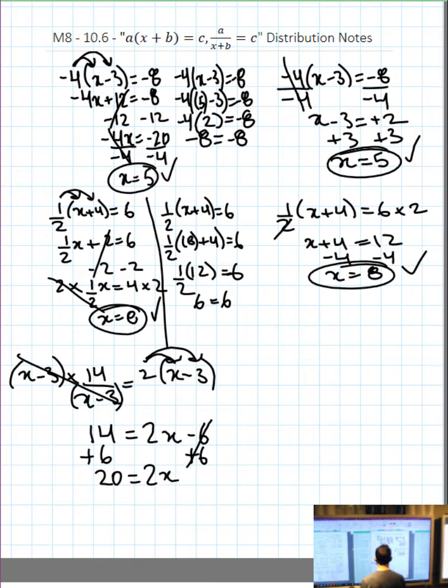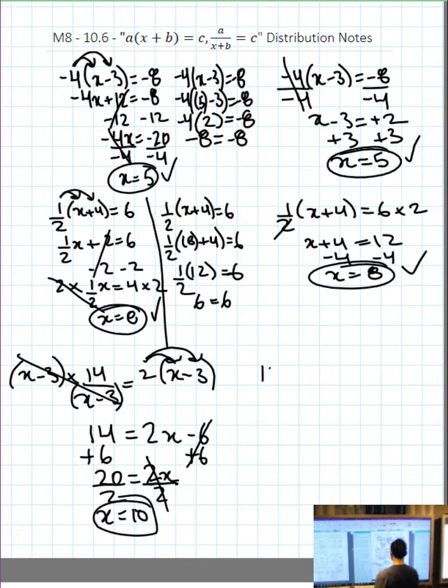On the right-hand side, we have 2 times x. We're going to perform the opposite operation, which means divide. Divide both sides by 2. On the right-hand side, we have 2 over 2, which is 1. Cross it off. And on the left-hand side, 20 divided by 2 is 10. I'm going to mirror it. x equals 10. Circle your answer.